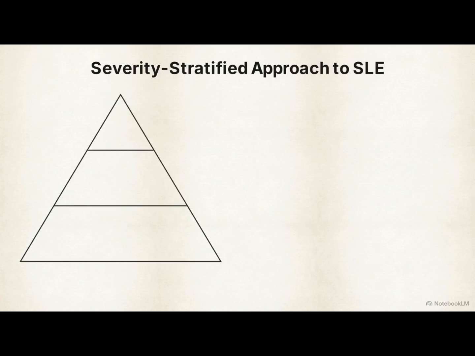Because SLE manifests so broadly, treatment follows a severity stratified approach. Medications are escalated sequentially, dictated strictly by which organ systems are involved and the level of active inflammation. The foundational base of this pharmacological pyramid is the antimalarial drug hydroxychloroquine. It is indicated for virtually all patients because it actively reduces disease flares and decreases overall mortality.